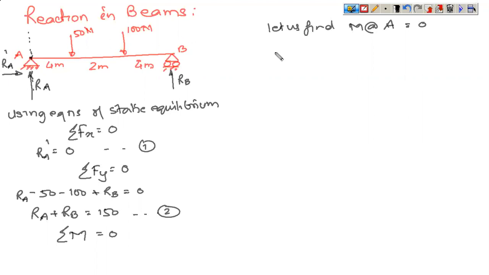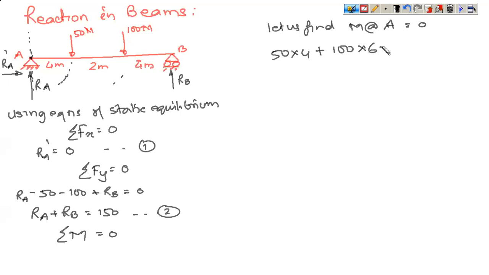First force is 50. Now 50 multiplied by 4 is the moment produced by the 50 Newton force about point A, because the 50 Newton force is at a distance of 4 meters. Now if you come to the nature of the moment, this moment is like this. So this is clockwise in nature, so it is positive. Now the 100 Newton force is at a distance of 6 meters from A. So this is also clockwise.